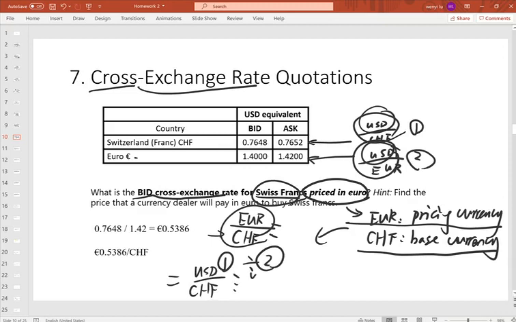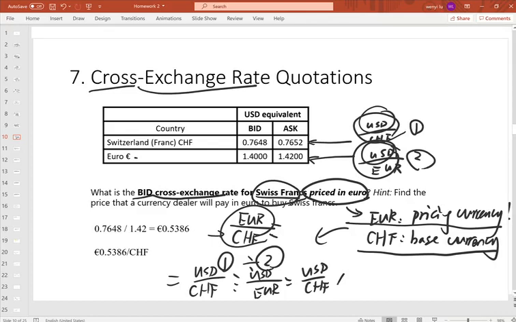In such case, we have US dollars over Swiss franc, divided by US dollars over EUR, which is US dollars over Swiss franc times EUR over USD. Now the US dollars can be cancelled out. So we use 1/2: the first one is the quote here, and the second one is the quote here. Be careful, we want to solve the bid price.